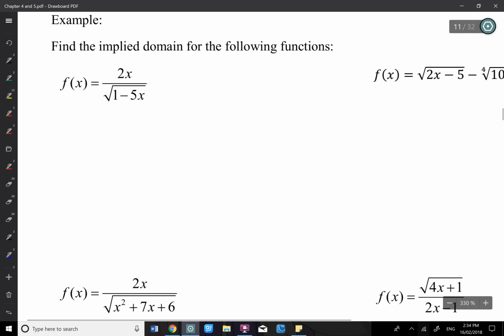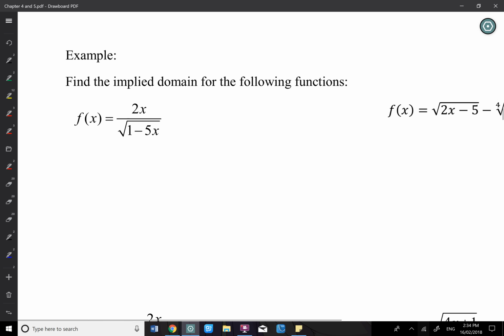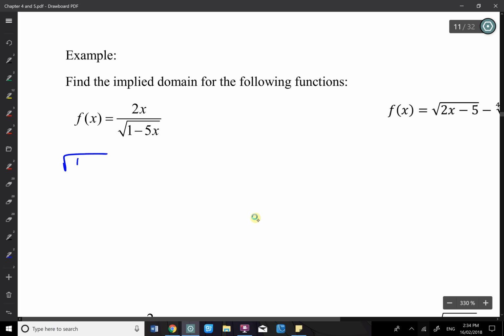Okay, for the first one, I don't know this equation, and I don't know how to sketch it. I have no idea what type of equation that is. But what you can observe, if we think about the maximum domain, is the restrictions. The denominator can't be 0, so we will have square root of 1 minus 5x cannot be 0.